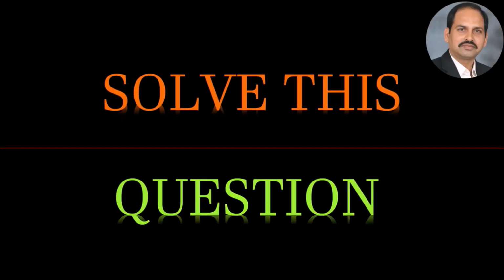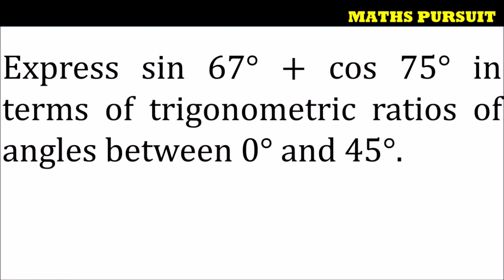Today we will solve the given question. The given question is: express sine 67 degree plus cos 75 degree in terms of trigonometric ratios of angles between 0 degree and 45 degree. So guys, let us see how we can express sine 67 degree plus cos 75 degree in terms of angles between 0 degree and 45 degree.